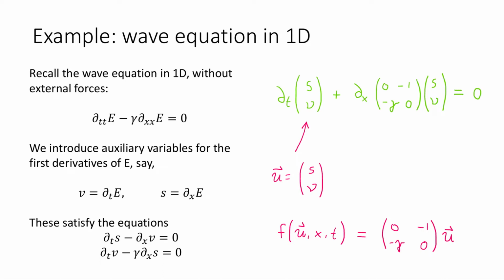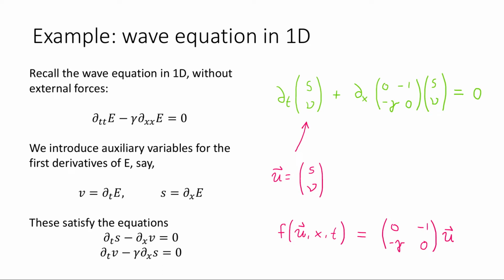Because this is the wave equation in one dimension, without any external forces, the second time derivative of E minus gamma times the second space derivative of E equals 0. To rewrite this as a system of conservation laws, we introduce auxiliary variables for the first derivatives. So let's write V for the first time derivative of E and S for the first x derivative of E. These correspond to the velocity and the slope of the graph.